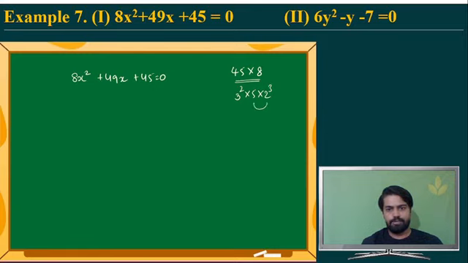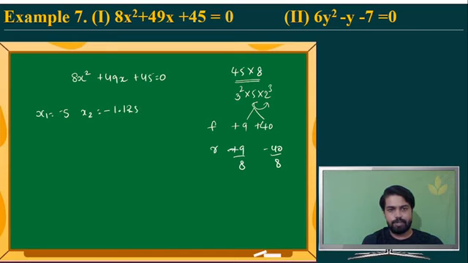Now you see 8 fives are 40 and then 9. So I got it already. Both are positive, the sum is positive, the product is also positive. So the factors I am expecting are plus 9 and plus 40. So what are the roots then? According to my rule, it is minus 9 by 8 and minus 40 by 8. So I can say x1 is minus 5, and x2 is minus 9 by 8, which is actually 1.125. You can keep it as it is if you want.